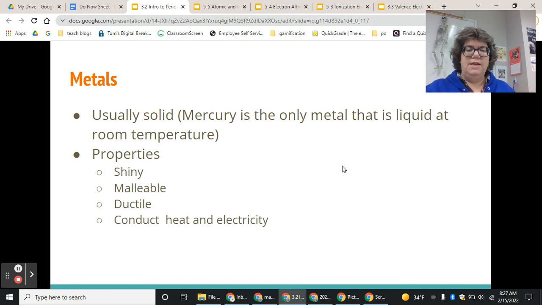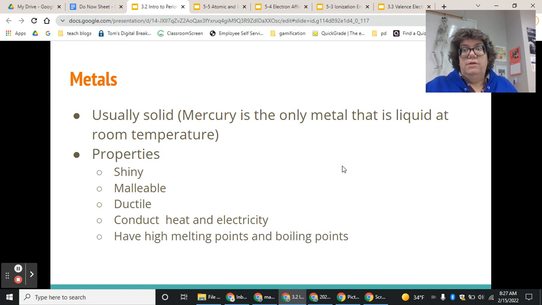They do conduct heat and electricity, so it makes them good for wires, makes them good for pots and pans. They can take the heat from the stove into your food, to heat it up, right? Most metals have very high melting points and boiling points, which is a good thing because you wouldn't want your pot to melt on the stove. You want it to stay a solid to hold onto your food.